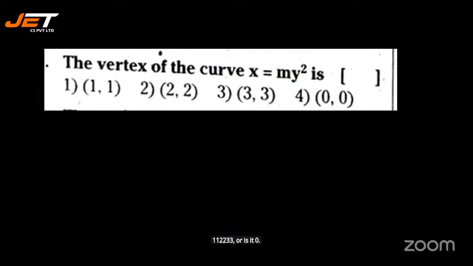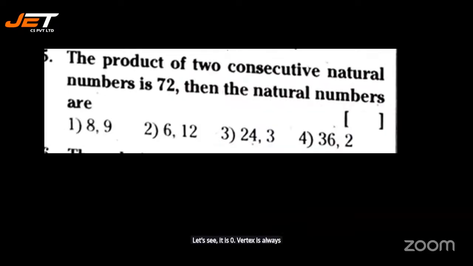The vertex of the curve x is equal to my square is dash. Let's see, it is 0. Vertex is always 0, isn't it? Yeah. See the next question. The product of two consecutive natural numbers is 72. Then the natural numbers are dash.